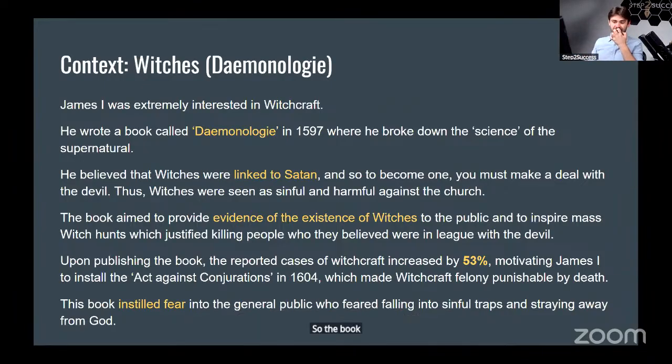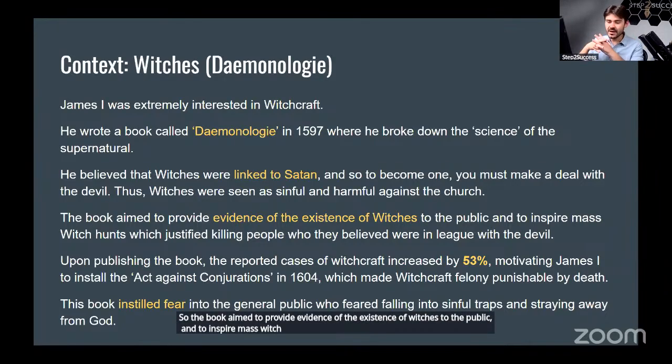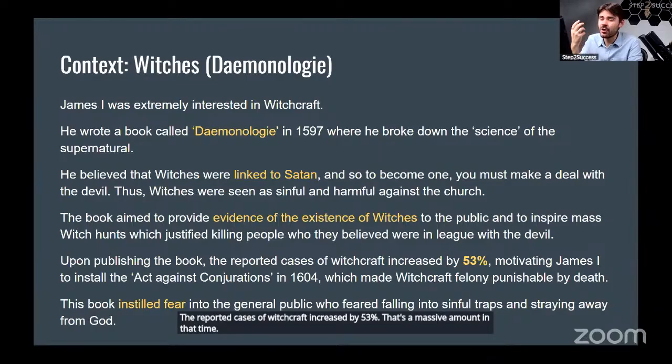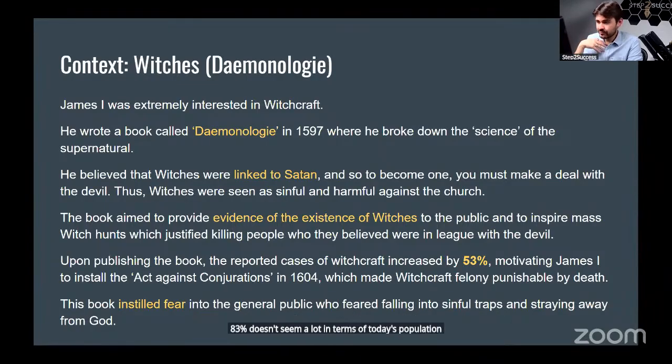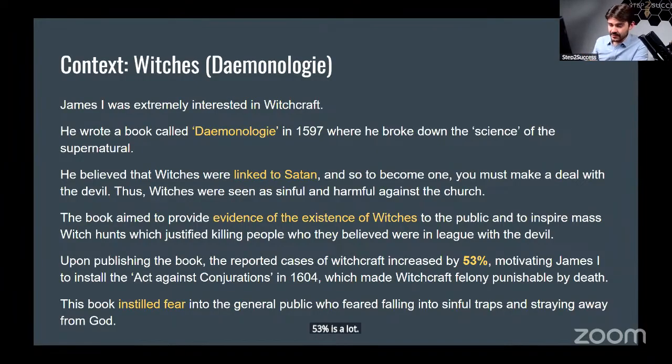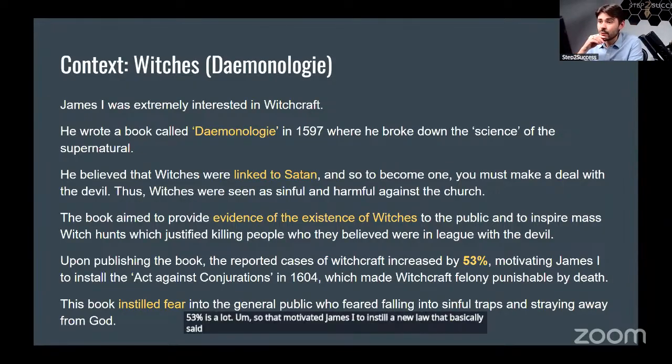So the book aimed to provide evidence of the existence of witches to the public and to inspire mass witch hunts, which justified killing innocent people who were believed to be in league with the devil. Now, upon publishing the book, the reported cases of witchcraft increased by 53%. That's a massive amount in that time. 53% doesn't seem a lot in terms of today's population, but back then, when the population of England was significantly less than it is now, 53% is a lot. So that motivated James I to instill a new law that basically said that witchcraft was a felony.